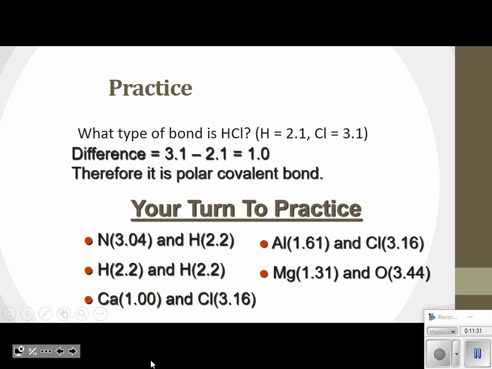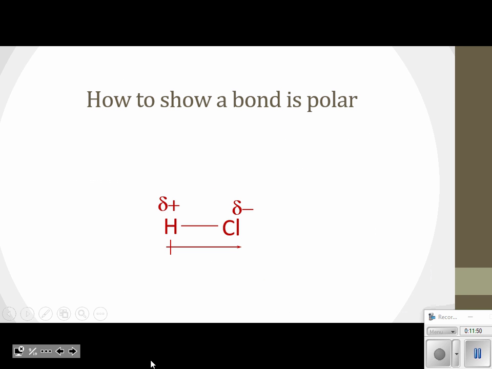Okay? Here's magnesium and oxygen. What do you think? Magnesium and oxygen gives us 2.13. Okay? So where does that fall? That falls into an ionic, correct? All right.